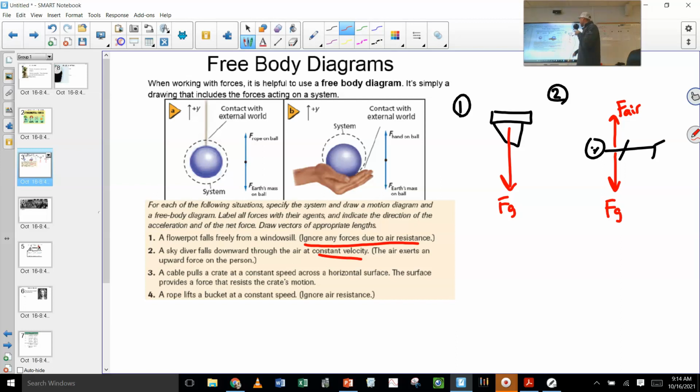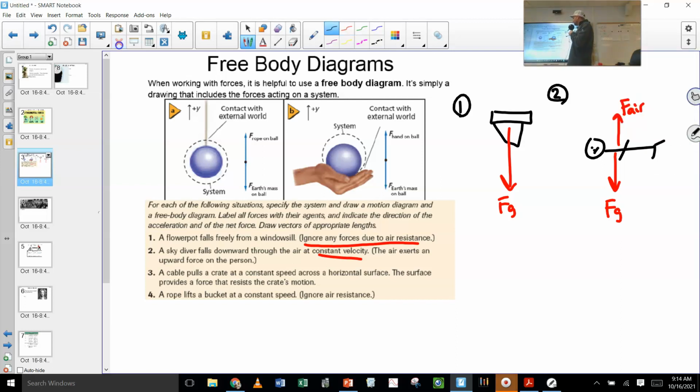If it said they were accelerating, then I know that the force of air resistance is smaller than gravity. But for right now, don't worry about it. We'll get there. Number three.